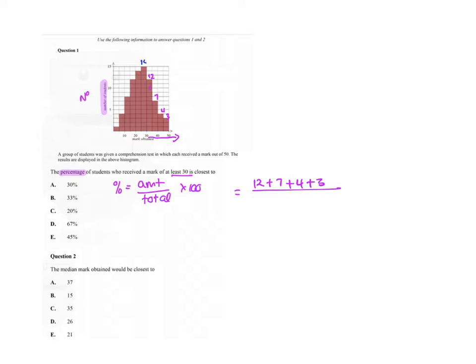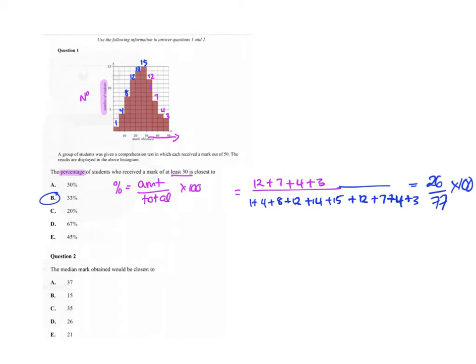So we've got 15, what's that, 14, 10, 11, 12, 8, 4 and 1. So if we add all of them up, so what I'm adding is all the numbers up, plus 12 plus 7 plus 4, plus 3, that will give me the total. So what does this all work out to? All right, so we get roughly 33%.